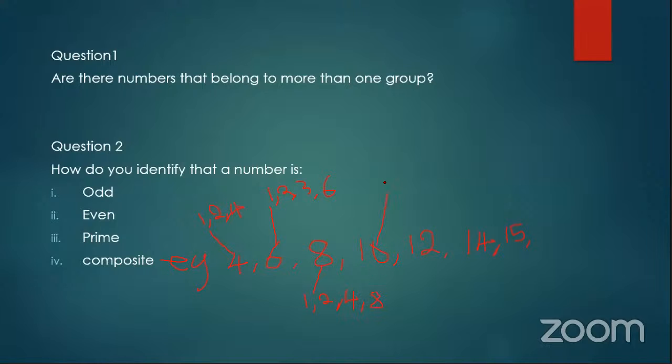9 is a composite. Yes, we skipped 9. So 9 has 1, 3, and 9 itself. Then 10 has 1, 2, 5, and 10 itself. Okay. So here we are saying that all these numbers have more than two factors, and therefore they become composite numbers. Okay, let's proceed.